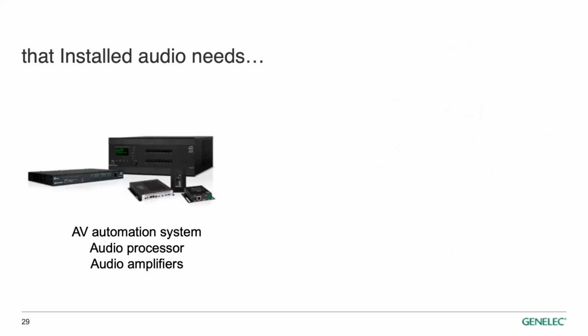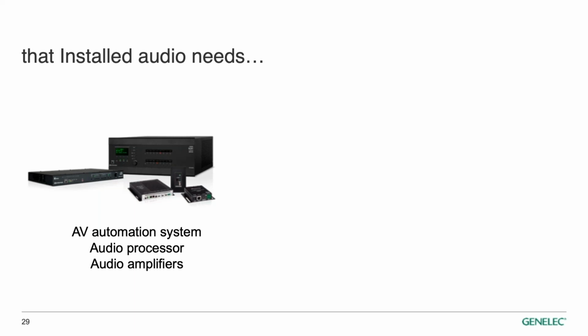Installed audio system, if we focus on the audio side only: in the conventional way, when you construct a system, you have different devices, AV automation and control systems, audio processing hardware, routing matrices, audio amplifiers, voltage line drivers for 100-volt lines, and so on.